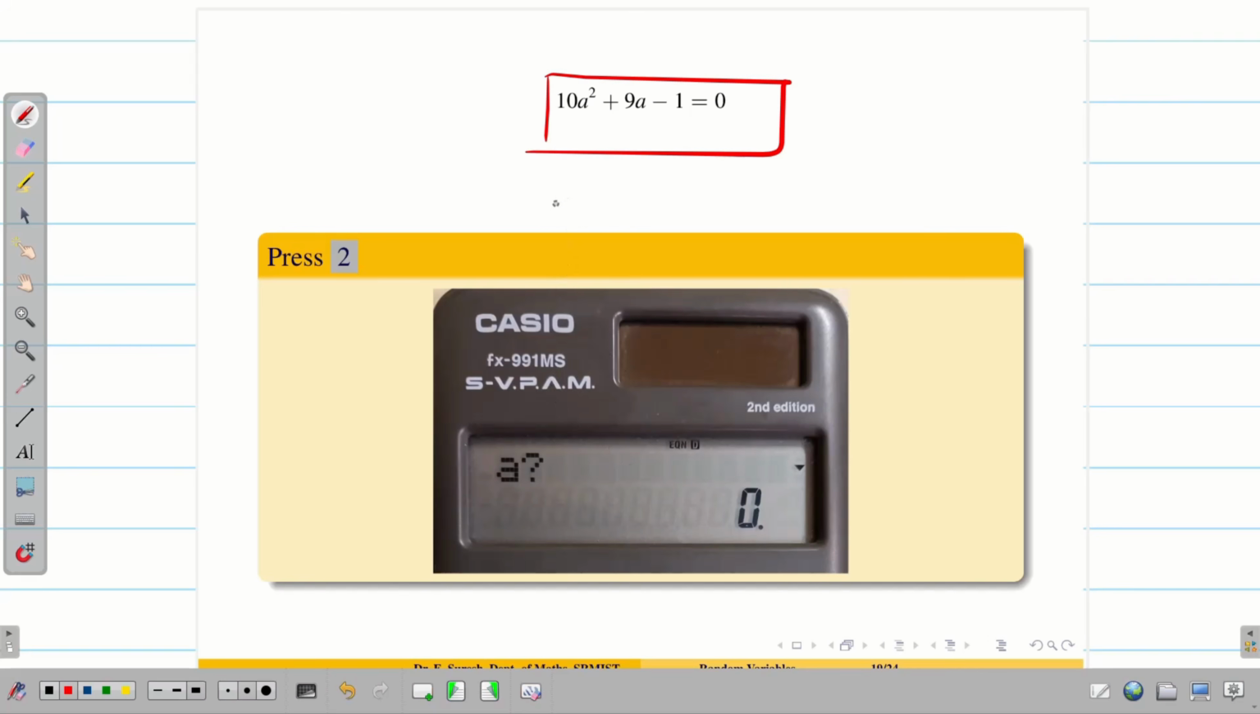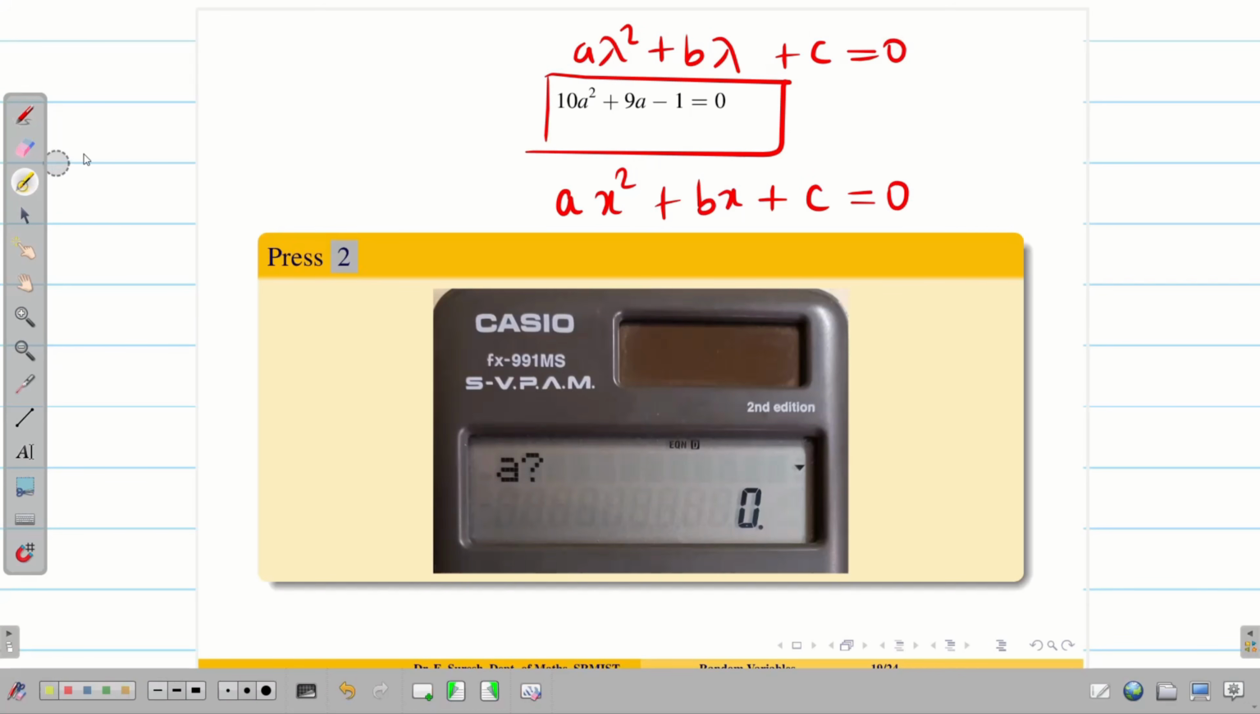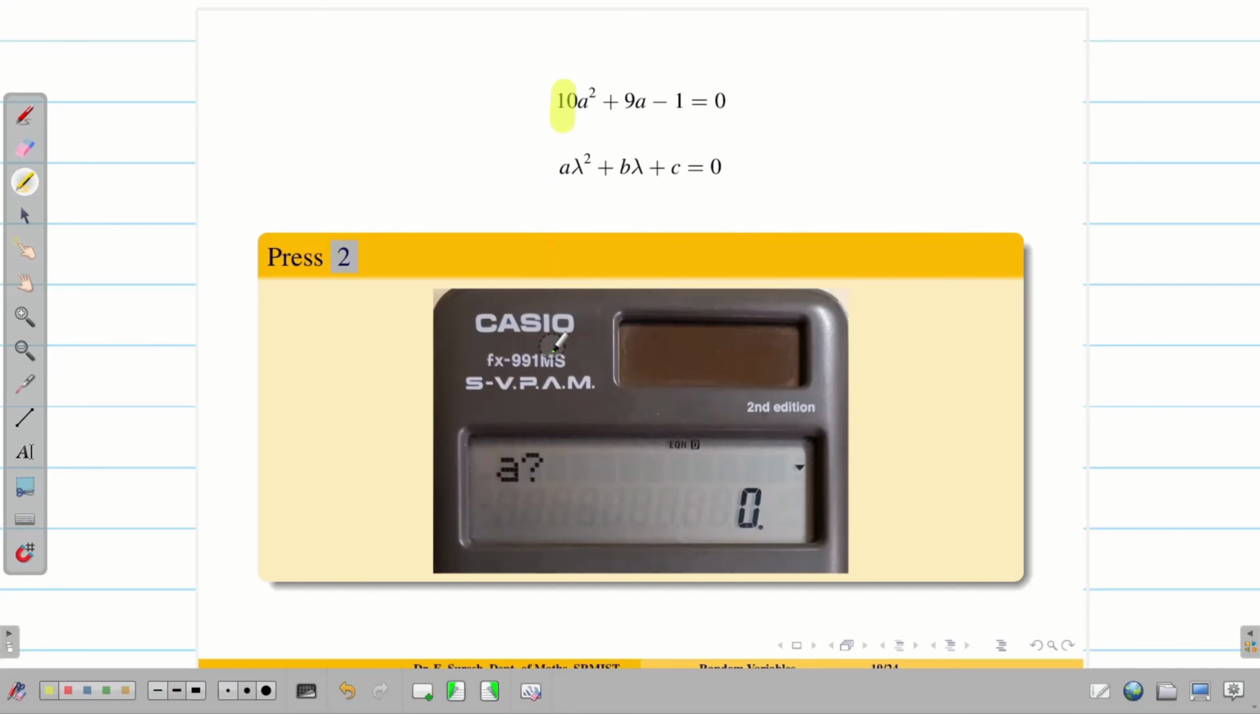According to the calculator, it is calculated like ax square plus bx plus c equal to 0. Or you can take a lambda square plus b lambda plus c equal to 0. For our convenience, we are keeping this notation either x square or x or lambda, whatever it is. For the calculator, we need to enter the coefficient of the square term, the coefficient of the term with power 1, and the constant. So now according to the problem, the coefficient of lambda square is going to be 10.